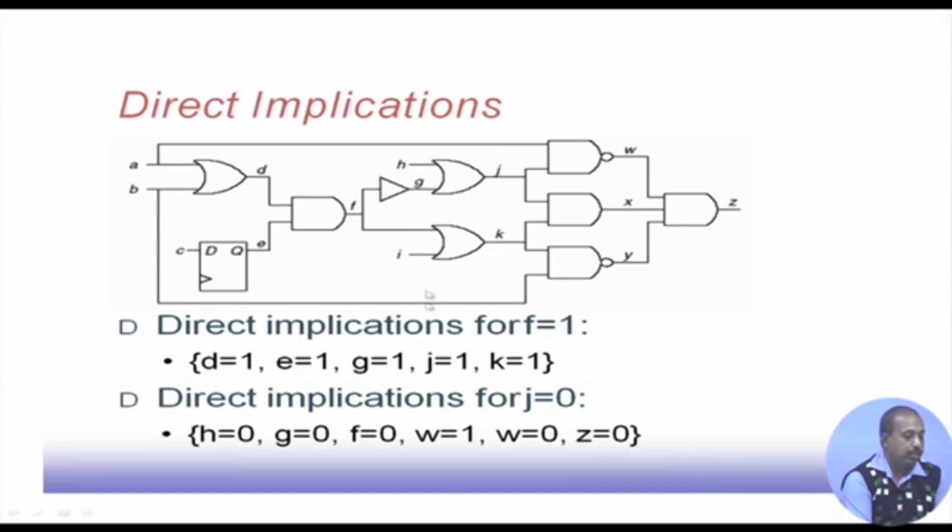Similarly, if I say j equal to 0, then its direct implications are h equal to 0, g equal to 0, f equal to 0, and x equal to 0 and z equal to 0. So for any signal, if we give it some value, these are the various signal values that will occur. We can compute the direct implications for all signals, so we do not need to calculate them again at the time of generating the test pattern set.